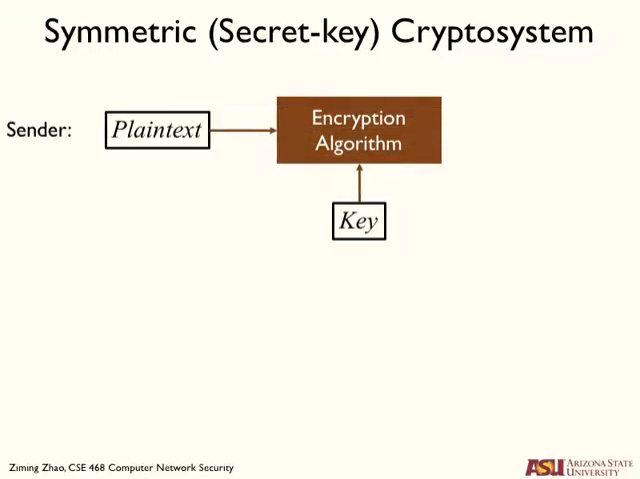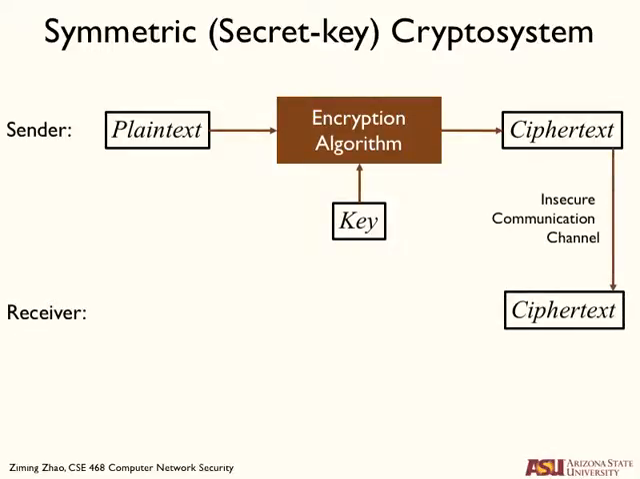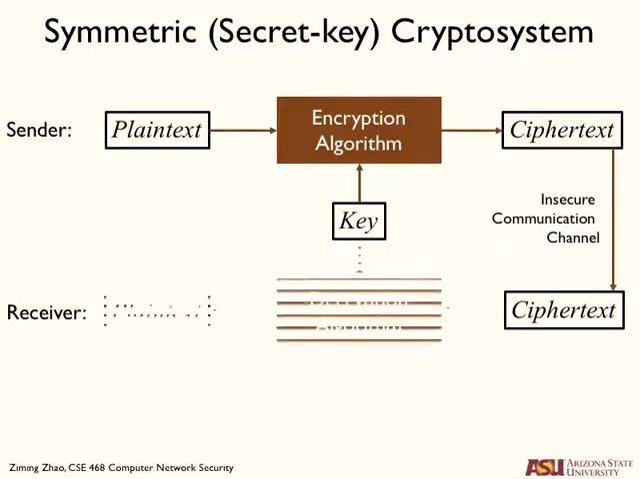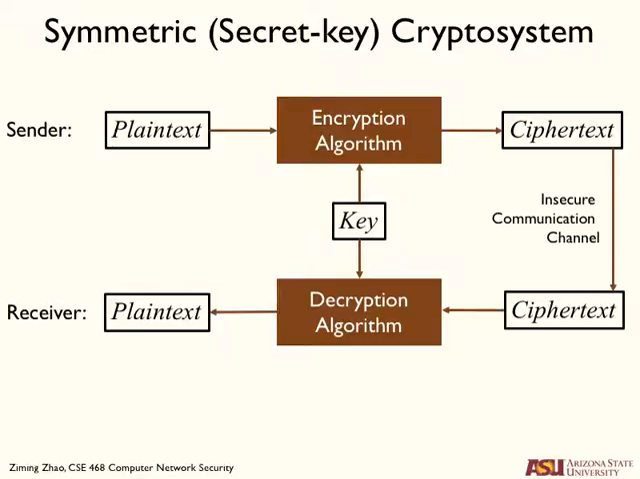Then the sender inputs this plain text and the key into an encryption algorithm. Here the algorithm is symmetric, which generates the ciphertext. Because it's encrypted, the ciphertext can be sent over to the receiver through any insecure communication channel. So the confidentiality of this message is not protected by the channel, but by the crypto algorithm here. After the receiver receives this ciphertext, it will use the same key and the decryption algorithm to decrypt this and get the plain text.